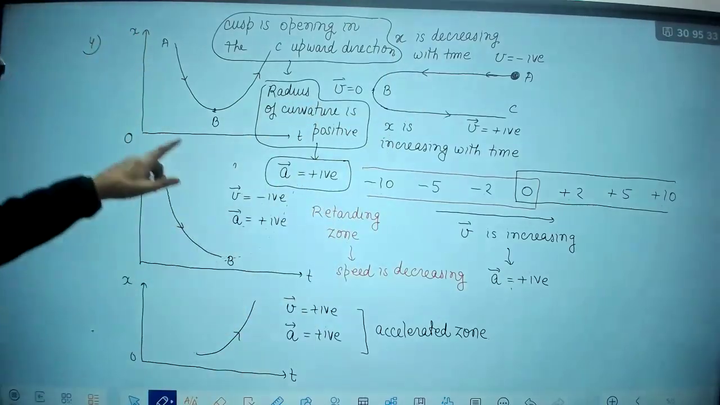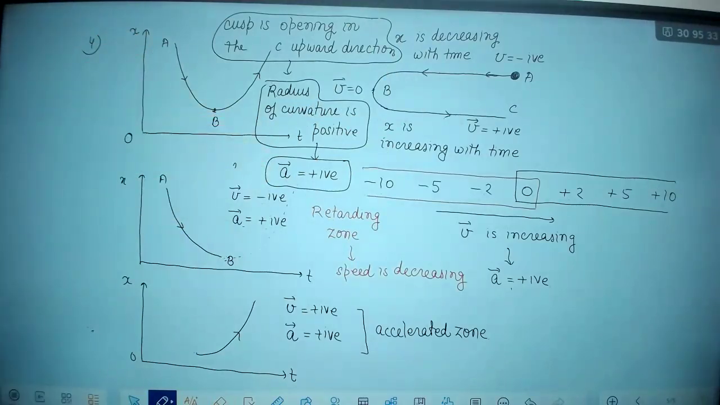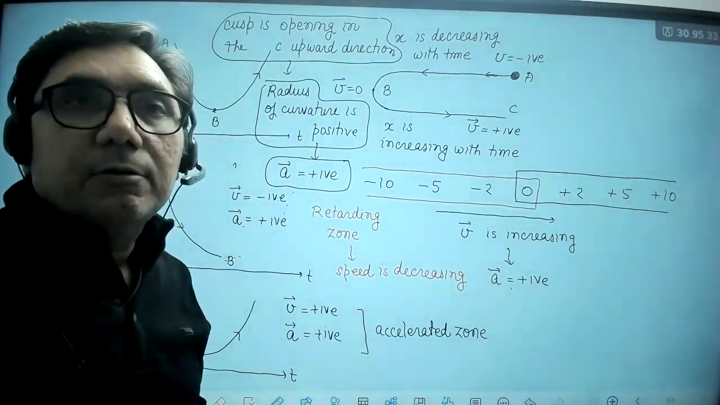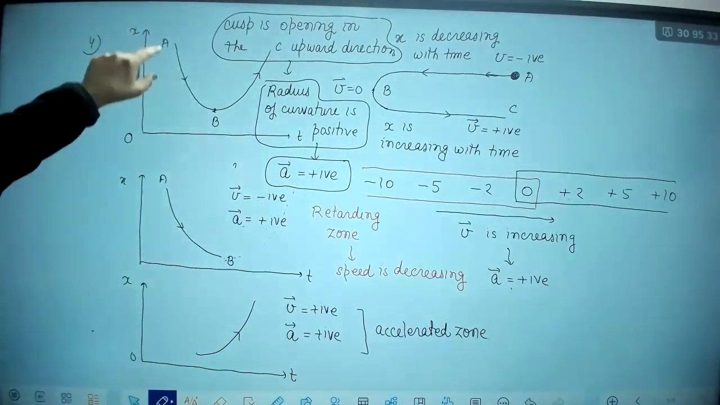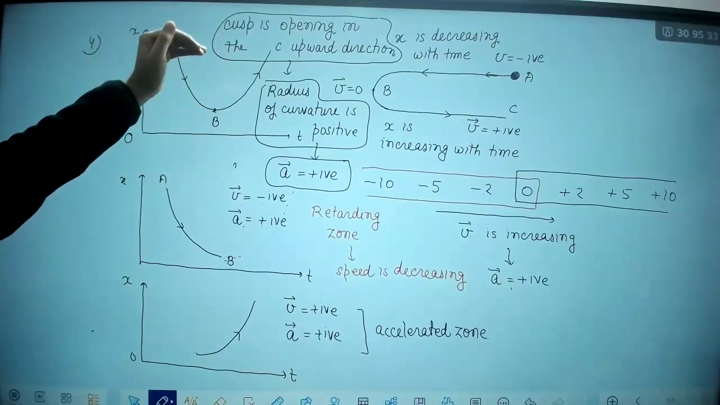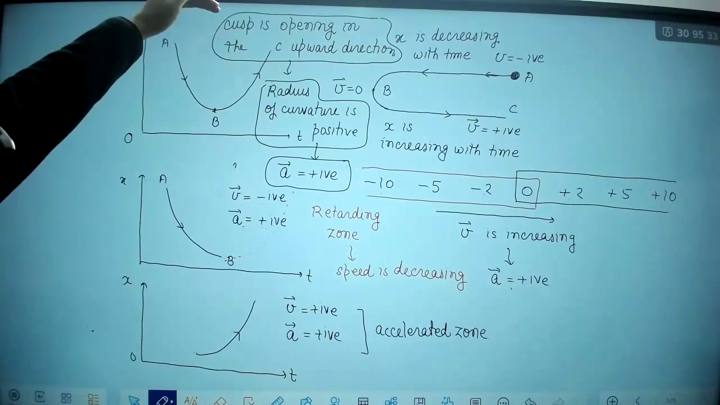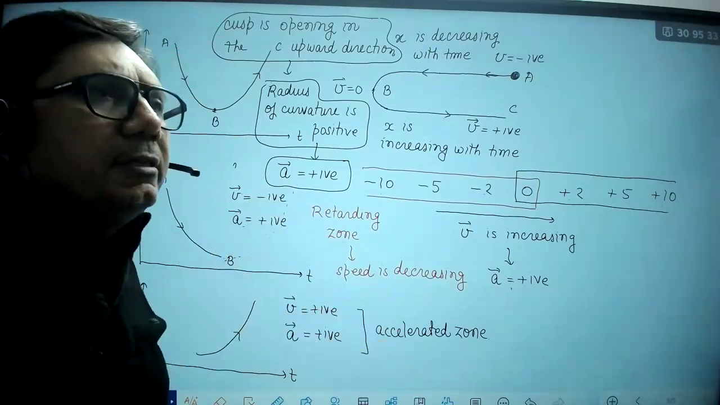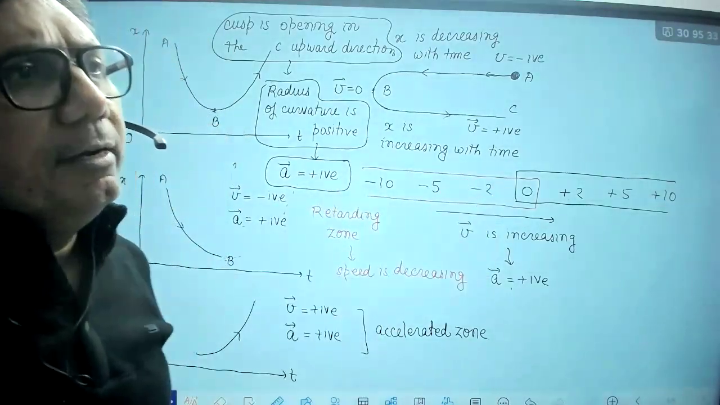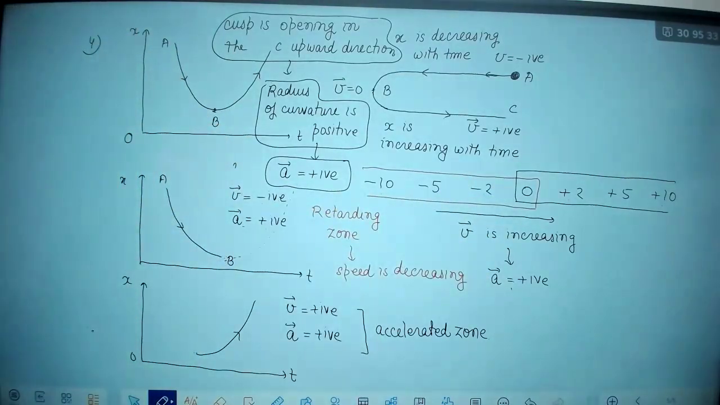But the graph should be between x and t only. That is what is important here. If you are drawing a graph between x and t, and the curve's cusp is opening in the upward direction and its radius of curvature is positive, directly consider that acceleration is positive. Why it is positive, I have already explained. So please note it down. This is one of the very important graphs.